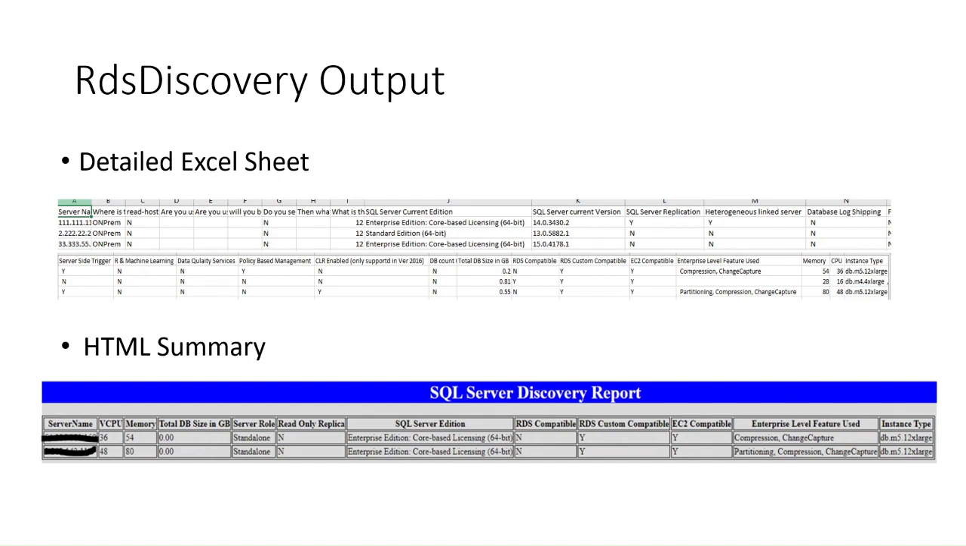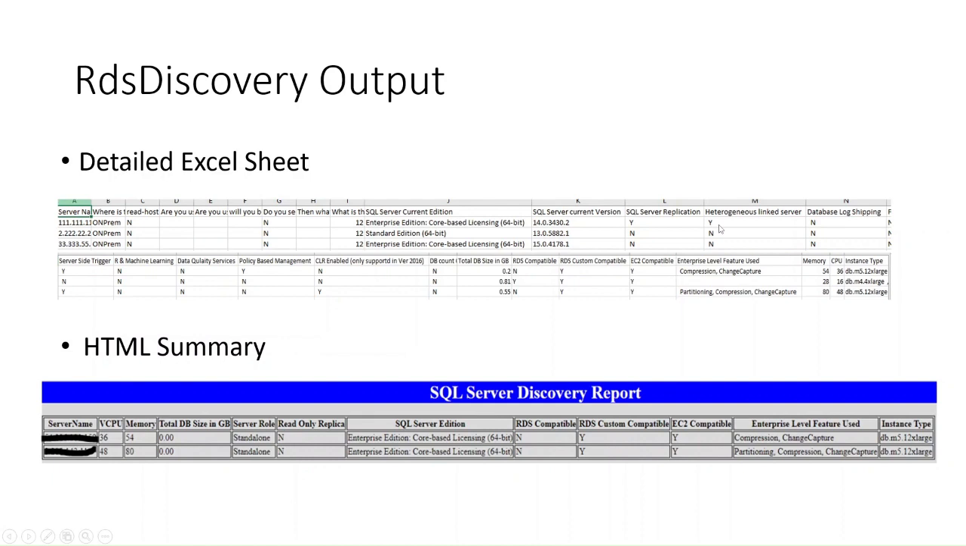The output will look like this. It's an Excel sheet and HTML. The Excel sheet will have more details: the server name, the few questions that get asked in the template, the edition, the version, and then the rest of the features highlighted as yes or no.